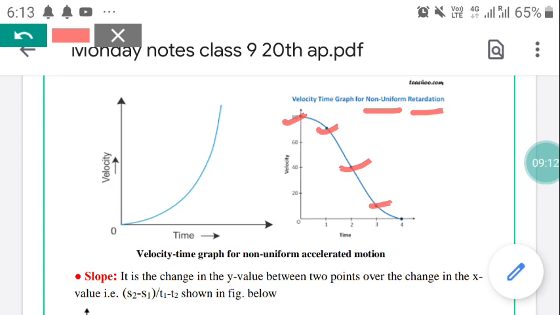I forgot to draw a graph for uniform retardation. So this is your homework. You have to send me your pictures of the velocity time graph for uniform retardation. This is your homework. I will ask randomly next week, so be prepared with that.